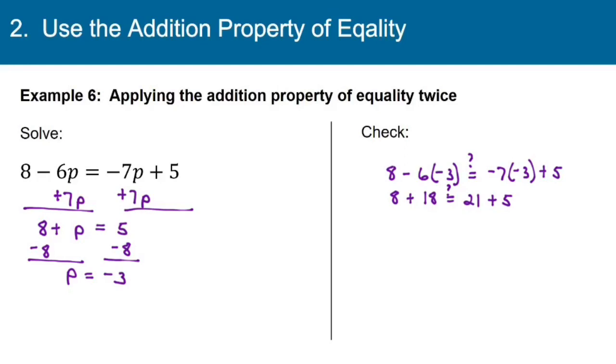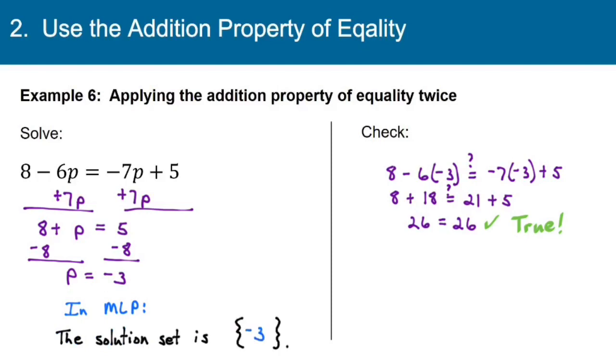So now we just need to verify that 8 plus 18 is the same as 21 plus 5. Of course, 8 plus 18 is 26. On the right side, 21 plus 5 is also 26, so we know our solution is true, and we can say that the solution to this equation is -3.